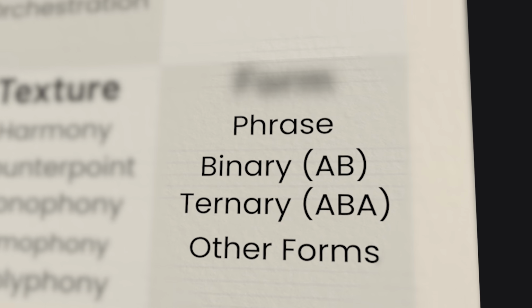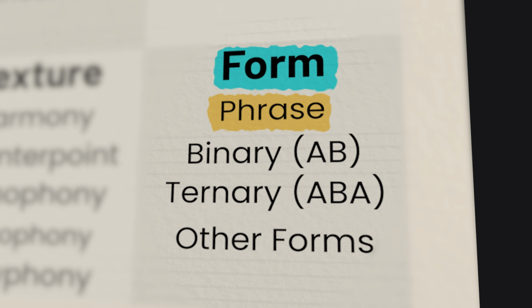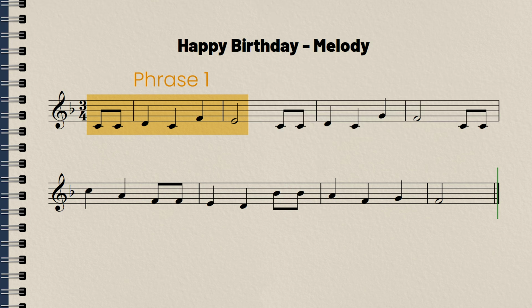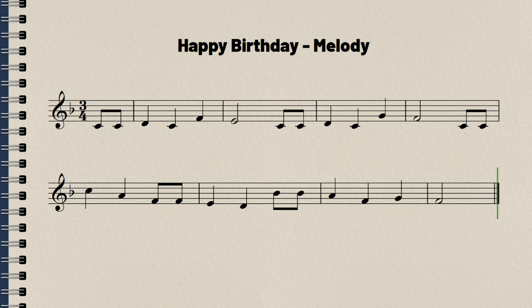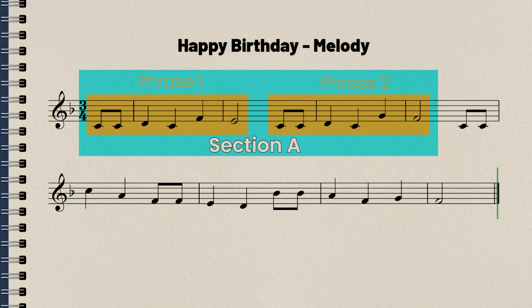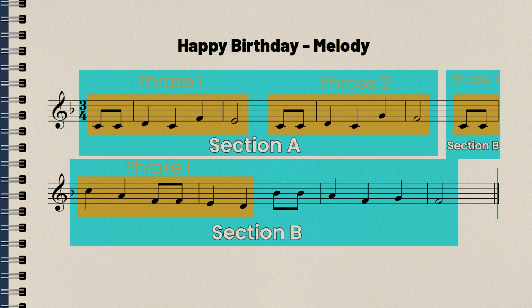The last element of music we will explore is form. Form refers to the overall structure of a piece, like how its musical phrases are organized. Analyzing Happy Birthday in terms of form, we could consider it a four-phrase period. Alternatively, we could think of it as a binary form, or AB, with two distinct sections, each consisting of two phrases. There is a full cadence at the end of the first section, which supports the binary form interpretation.